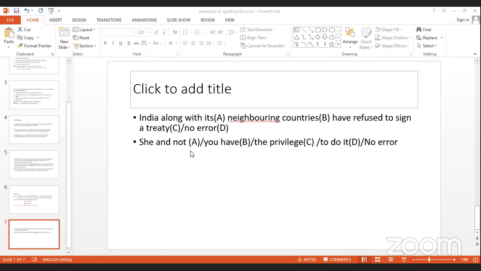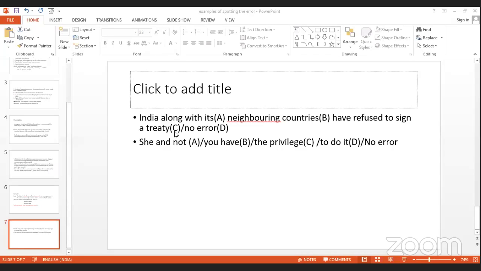Along with, and not, with, besides, rather than, all these are conjunctions. Either, neither is different. So, she and not you, "have" will become what? I think somebody had answered. "Have" will become "has." Yes, correct. Someone had answered. "Have" will become "has."